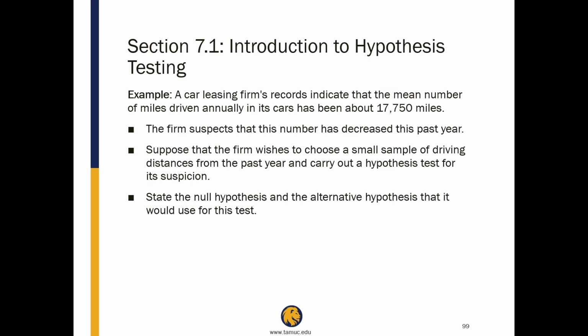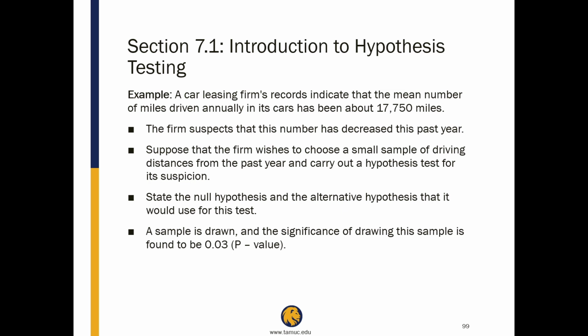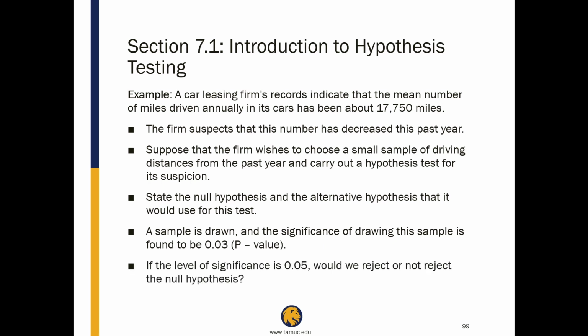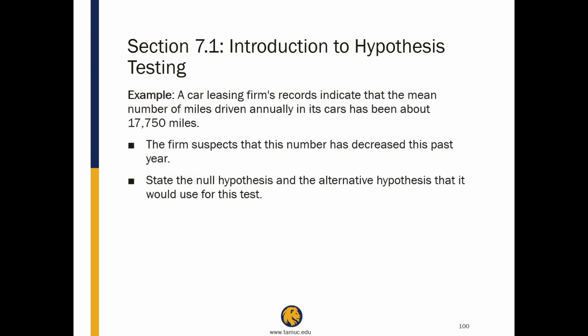Let's state the null hypothesis and the alternative hypothesis in this situation. And then, once we know what the null and alternative hypotheses should look like, let's consider if they draw a sample, and then find the significance of drawing the sample to be about 0.03, which is what we're going to call the p-value. And we're going to talk about the level of significance at 0.05. Would we reject or not reject the null hypothesis? So with that in mind, let's write down the null and alternative hypotheses.